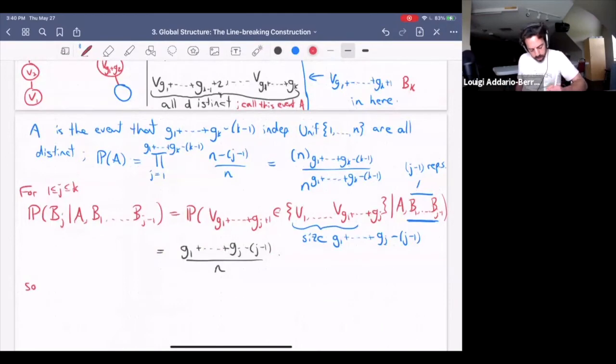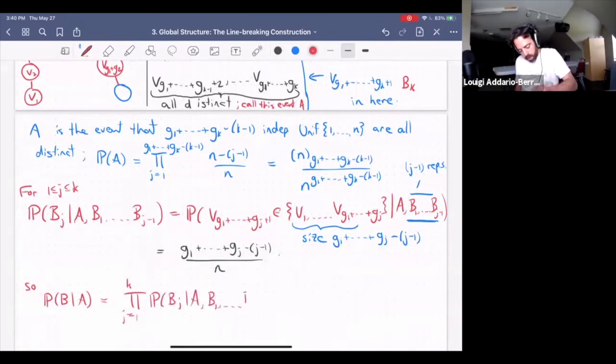And now we just put all of that together by Bayes. We get the probability of B given A is the product for j from 1 to k of the probability Bj given A and B1 up to Bj minus 1. So that's the product for j from 1 to k of this expression.